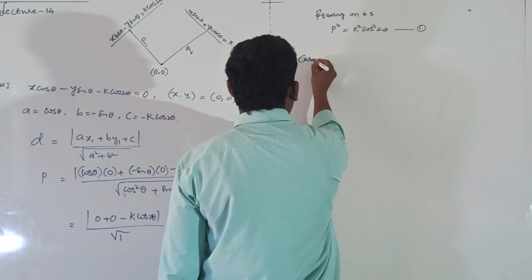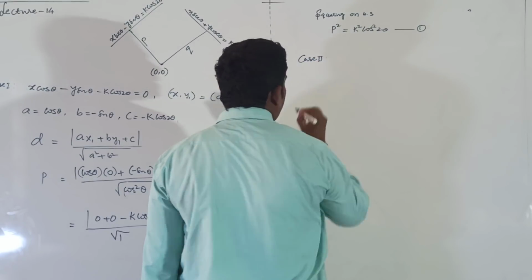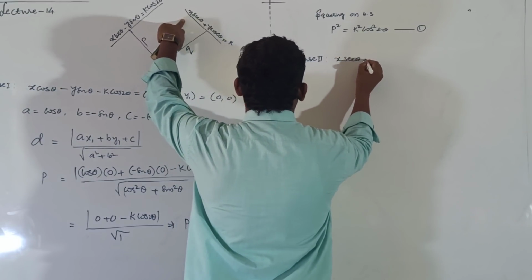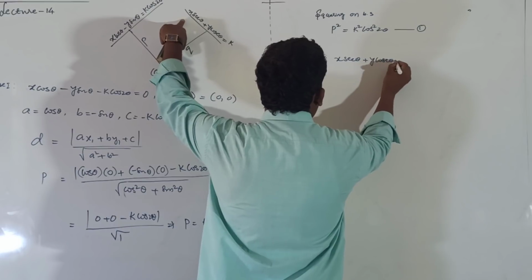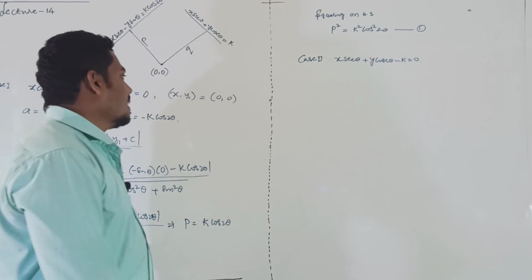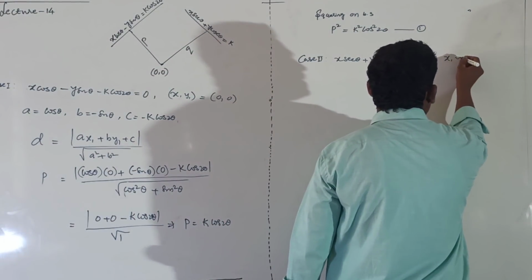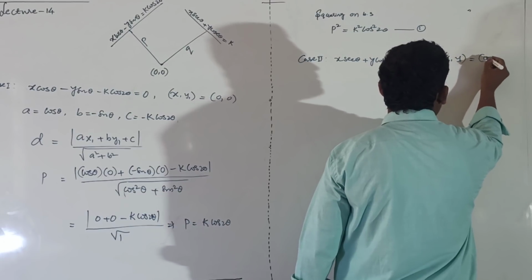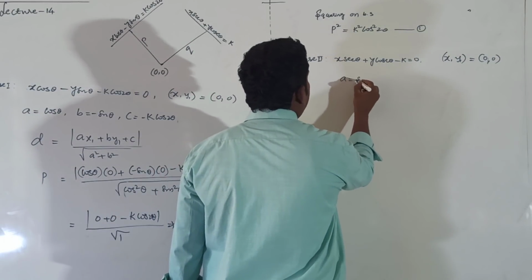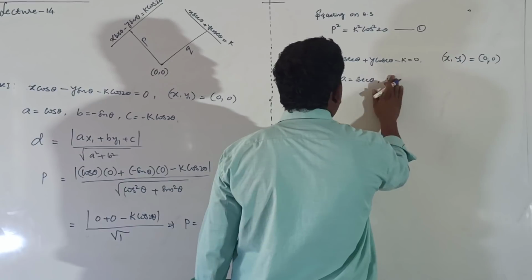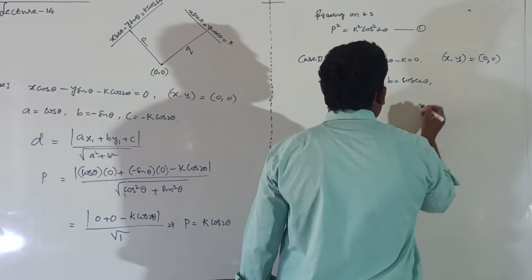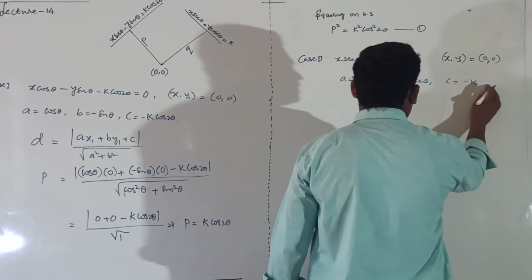Second case, case 2, what is the equation? X secant theta plus y cosecant theta minus k equal to 0. It should be in the standard form, right? Minus k equal to 0. And what is x1 value and y1 value? In this case also x1 comma y1 is equal to 0 comma 0 only, right? After that what is a value here? Secant theta. What is b value here? Cosecant theta, right? And c value is equal to minus k.